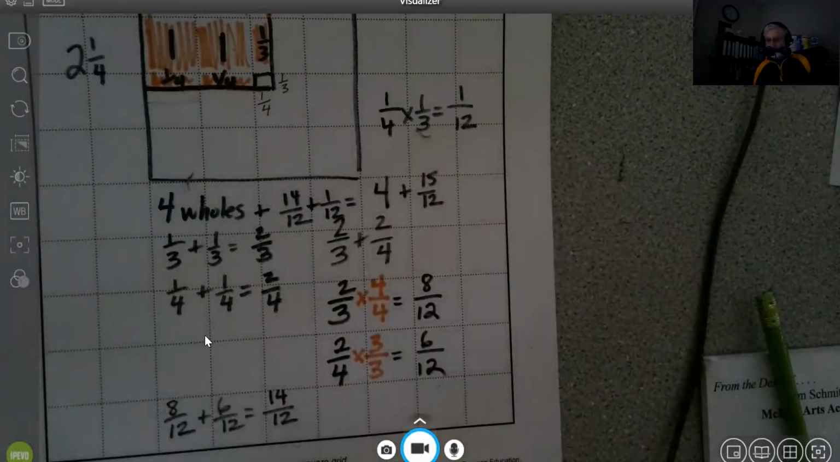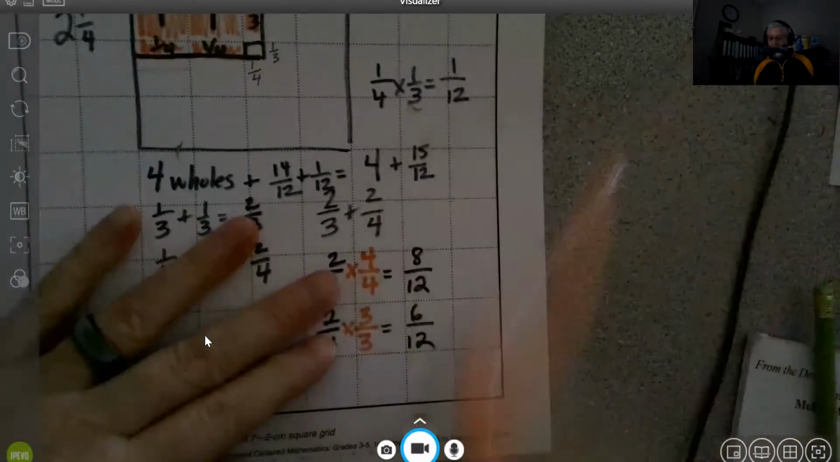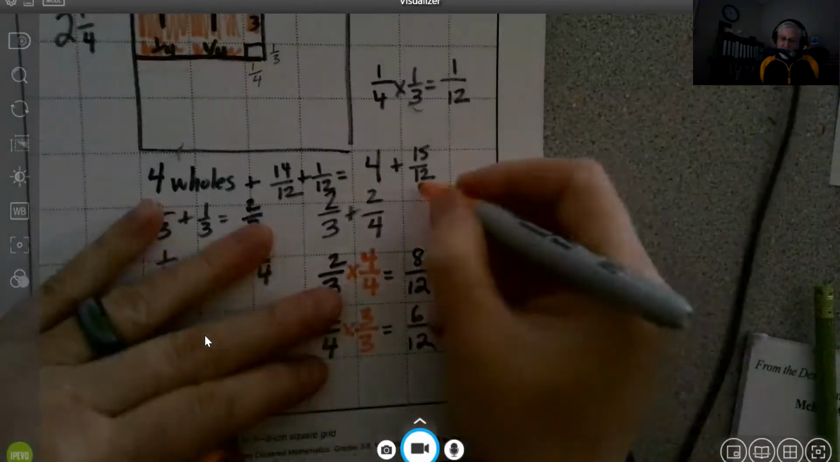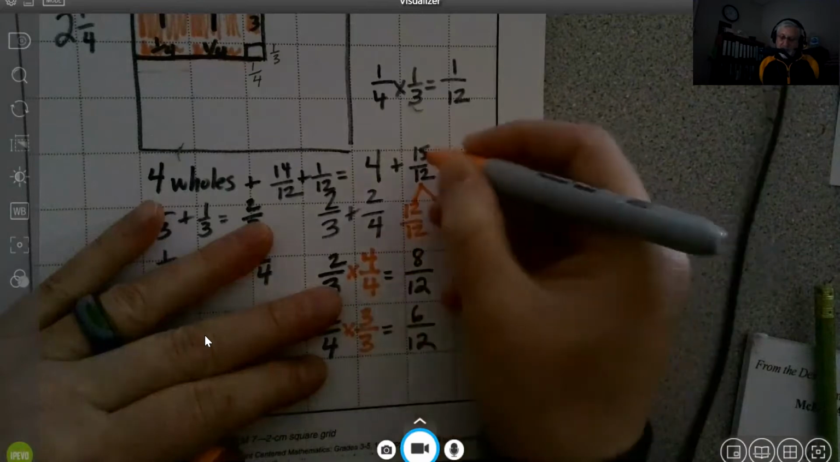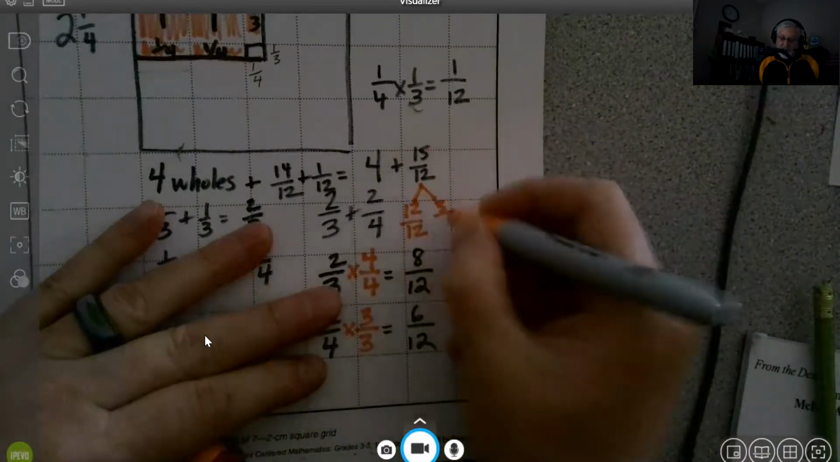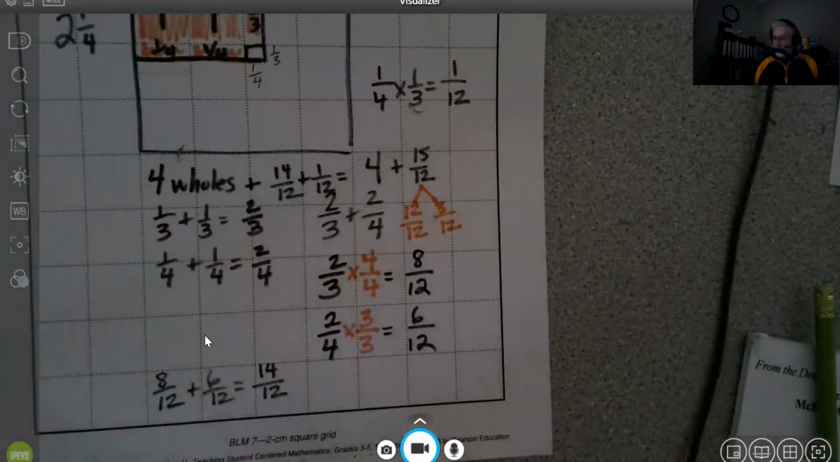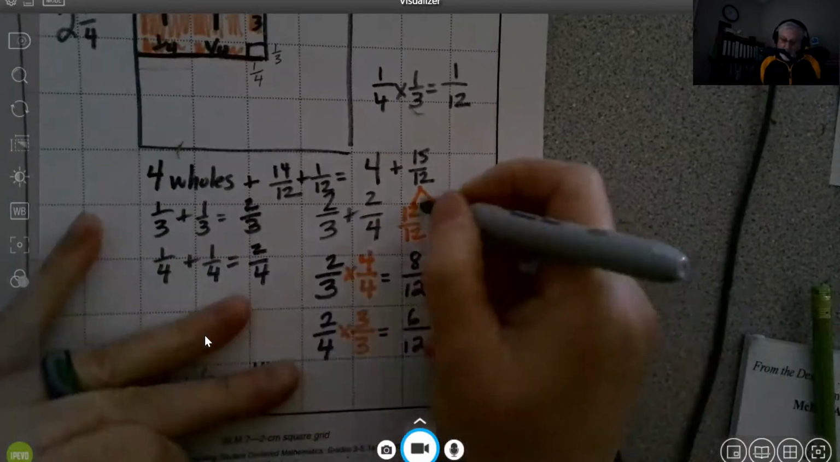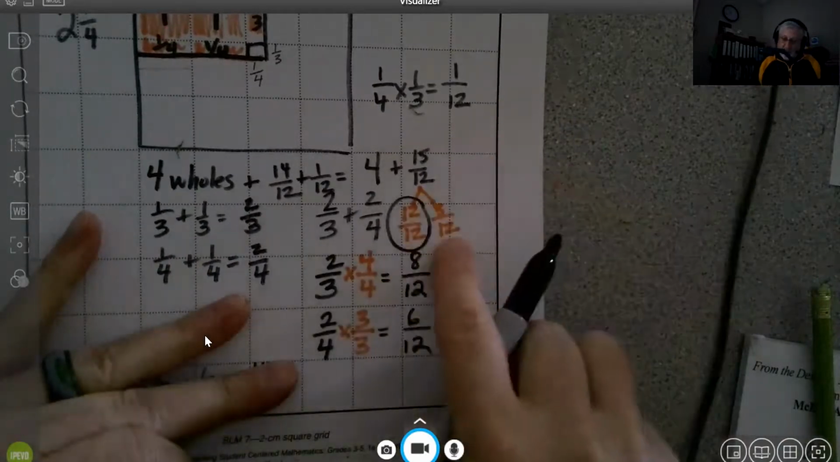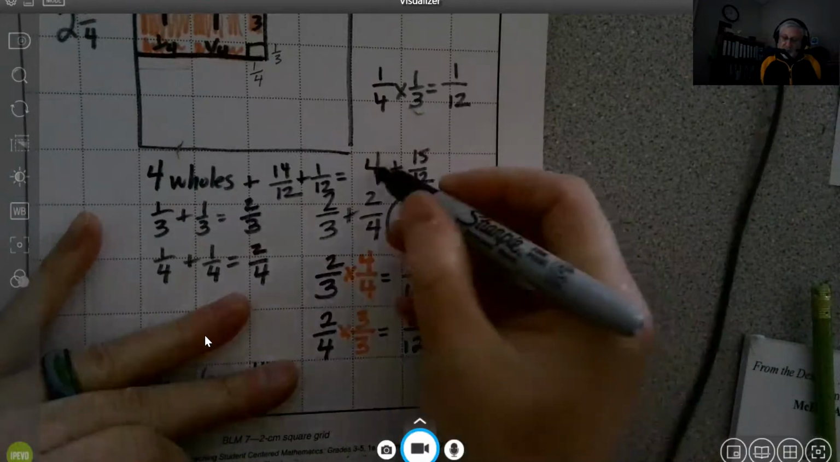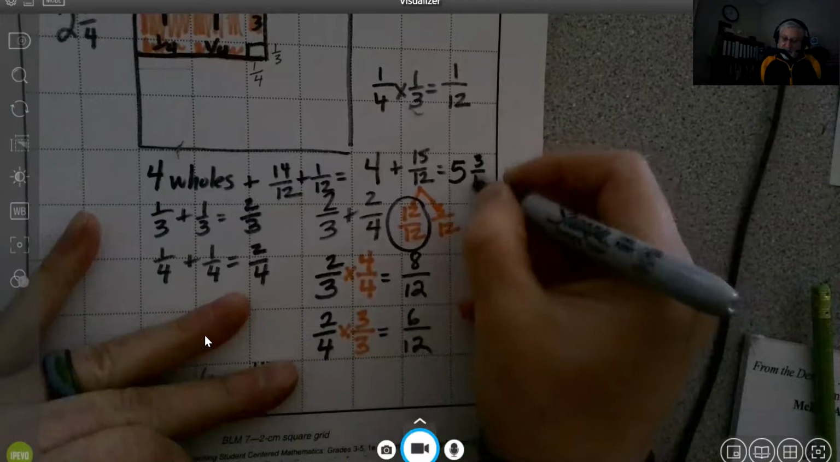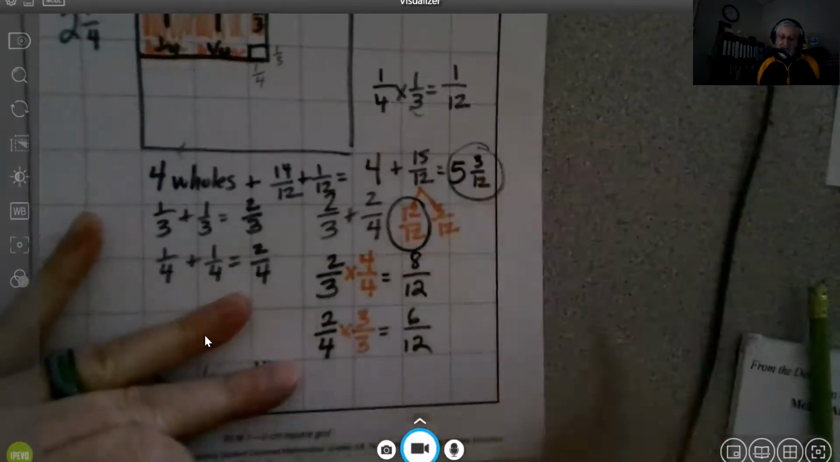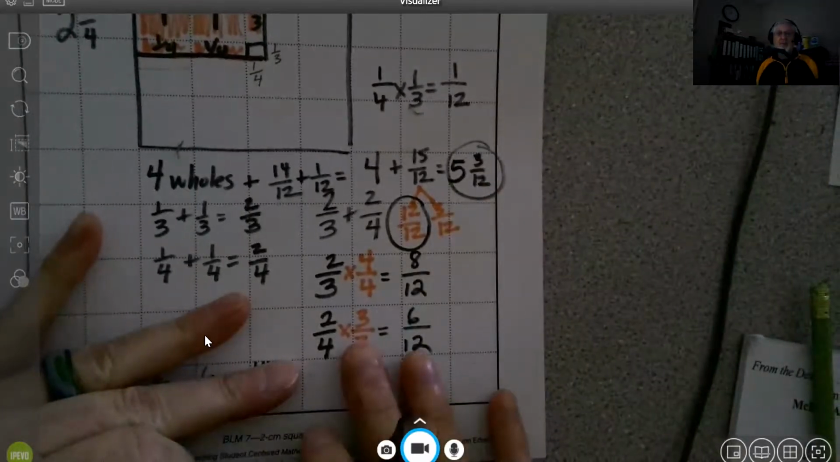Okay. Now for some of you that like the number bond, I can use my number bond. So I want to take a whole out, 12/12, and 15 minus 12 is 3/12. Okay. So I just made a whole, and I have 3/12 left. So 1 whole plus 4 equals 5, and 3/12 would then be my answer, 5 and 3/12.